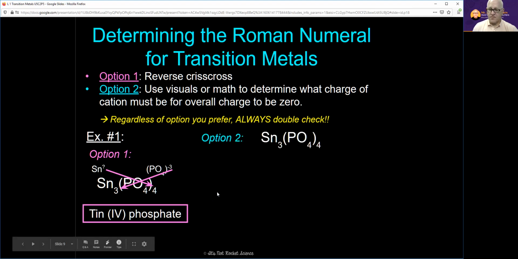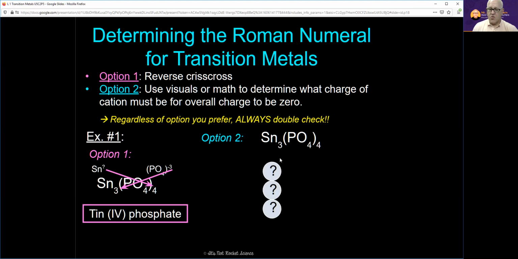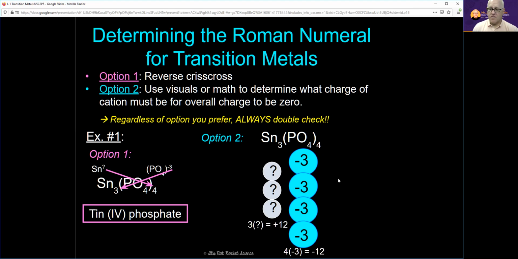Another option, here's the same formula again. We can build them along the way. I know I have 4 phosphates, so let's cross this over and add them up. And we have tin 4 phosphate.